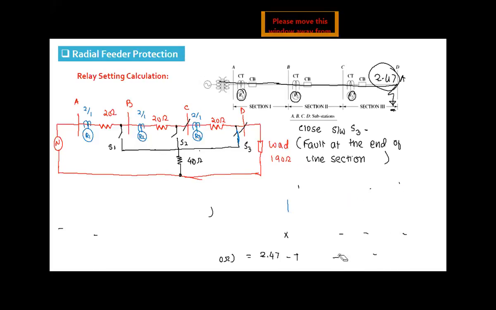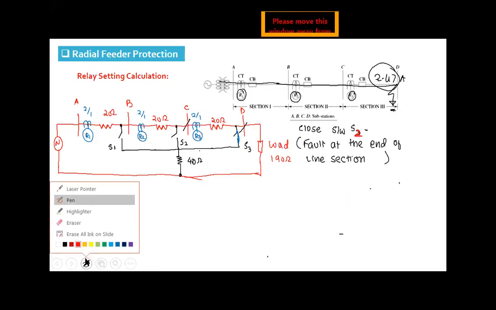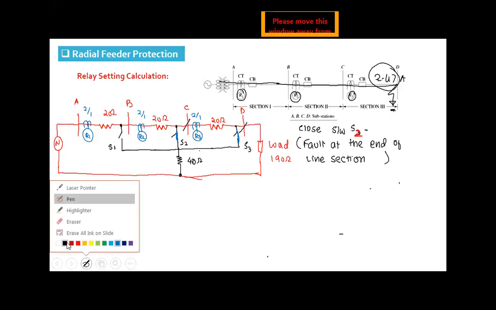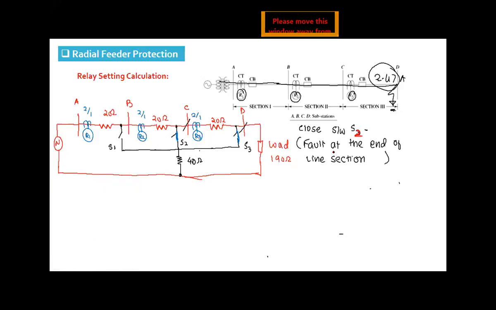Close switch S2. Where will the fault occur? If I close switch S2, this one, where will the fault occur? The fault will occur at the end of line section B.